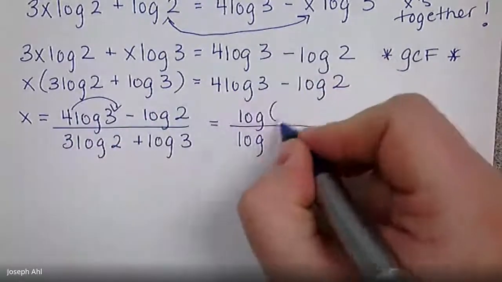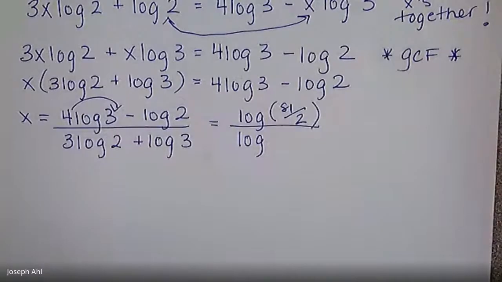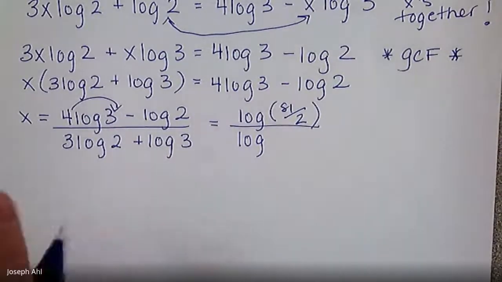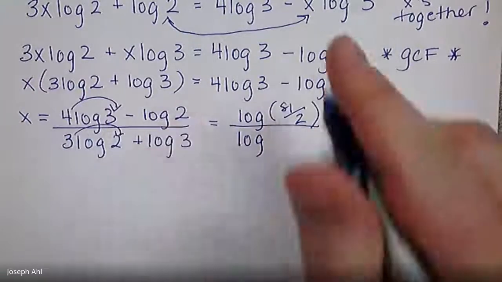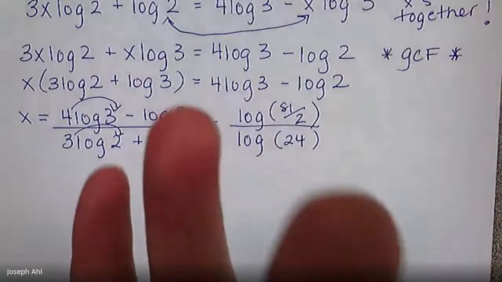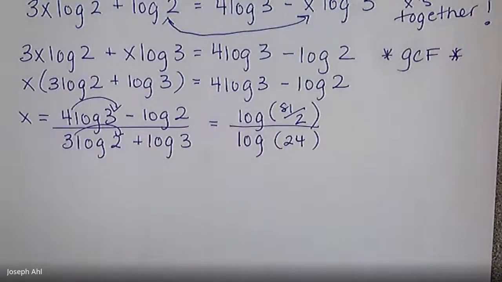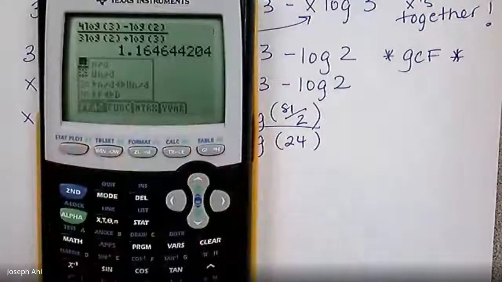3 to the 4th is 81. And then subtraction would condense to division. So that's 81 halves up in the top. Down here, it would be 2 cubed, which is 8 times 3, and 8 times 3 is 24. This answer just looks a little bit cleaner to me. Is it a necessary step? Not really, but I can justify it to you real quick that that is the same answer.